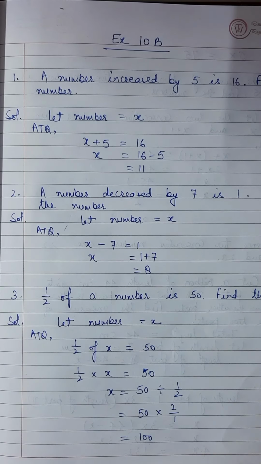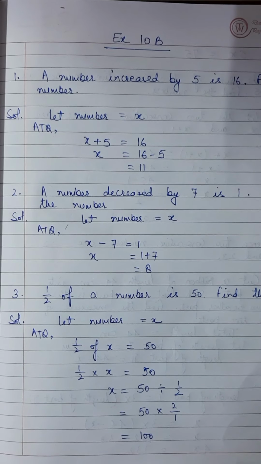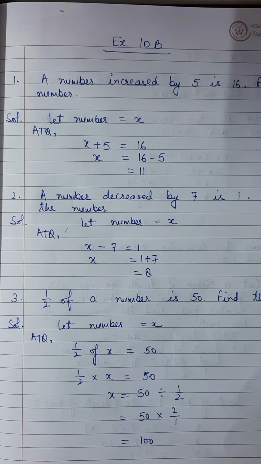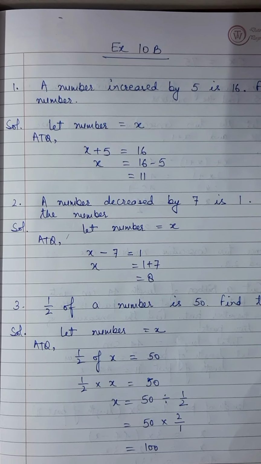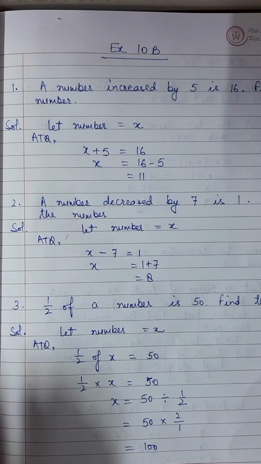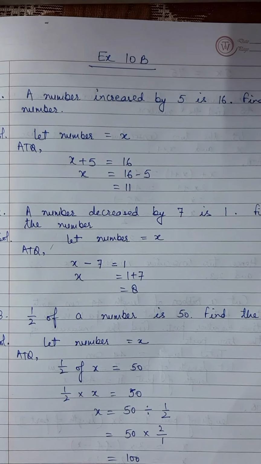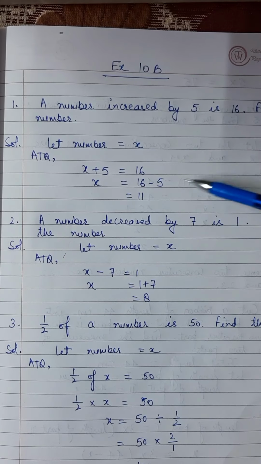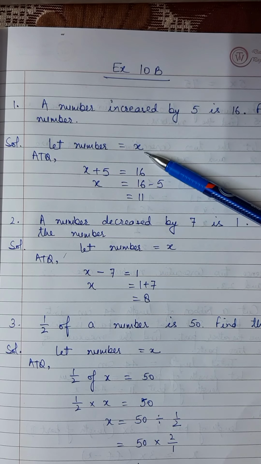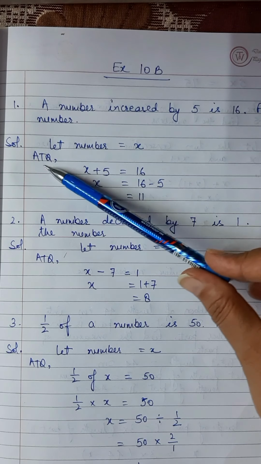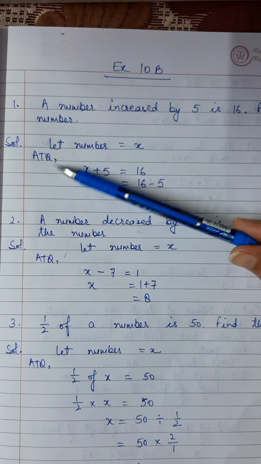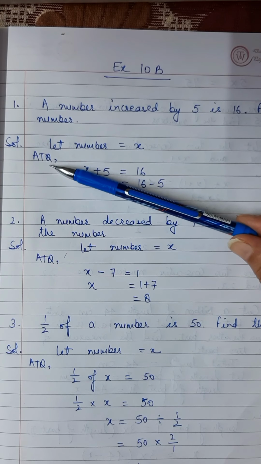The first sum of the exercise is: a number increased by 5 is 16, and we have to find the number. So in this sum we have to assume the number, that number is x. Now we have to write according to question. Short form of this is ATQ.